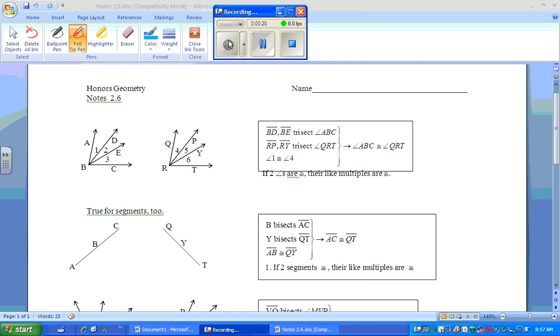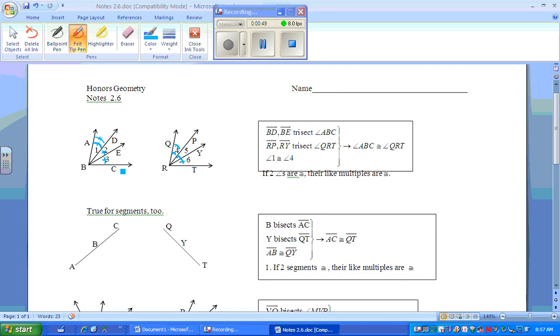we have two trisecting pieces. So BD and BE trisect angle ABC. So that means that this angle and this angle are all congruent. RP and RY trisect QRT, so 4, 5, and 6 are all congruent. And you knew that 1 and 4 were congruent. So then guess what? Whoa! 1, 2, 3, 4, 5, and 6 are all congruent.